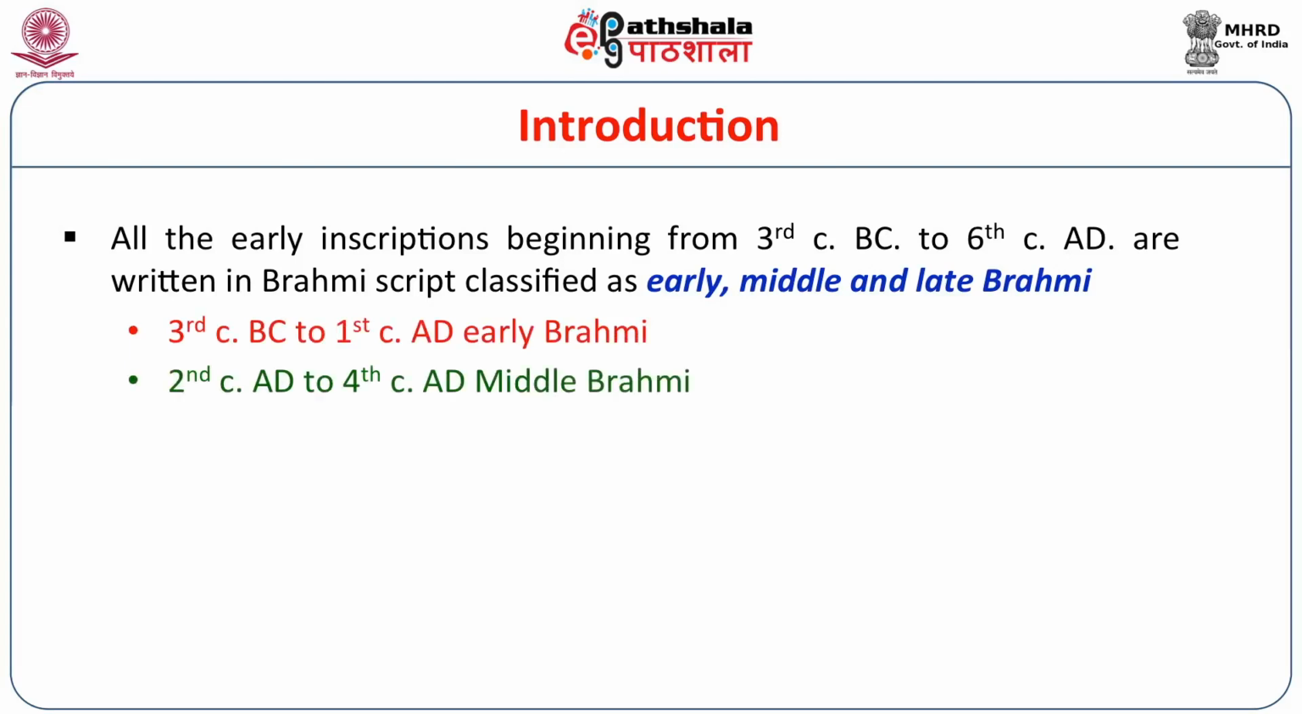From 2nd century AD to 4th century AD, it is middle Brahmi, and subsequently from 5th century to 6th century AD, it is late Brahmi. From late Brahmi onwards, there is a progression towards the Kutila script. Sometimes it is also called early Nagari, and it developed into other scripts.